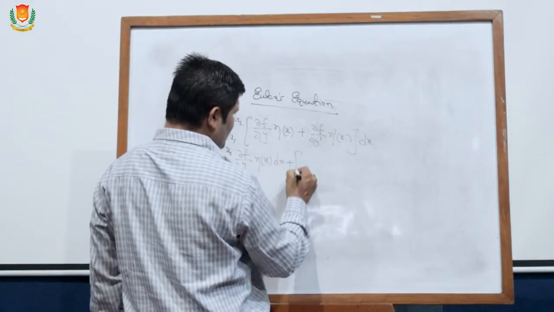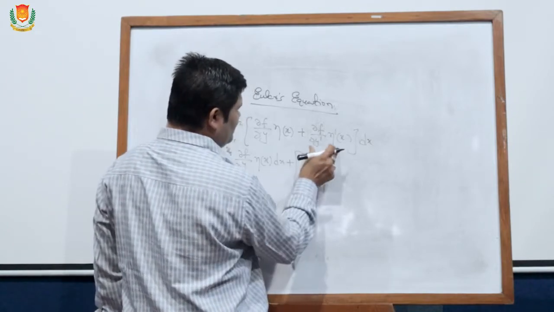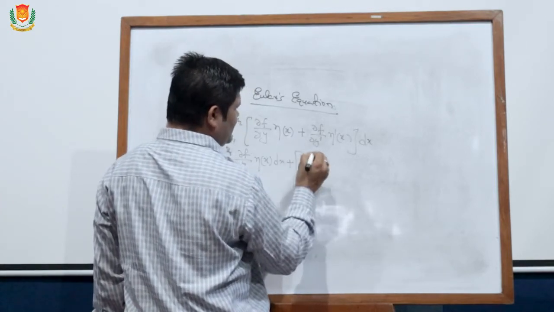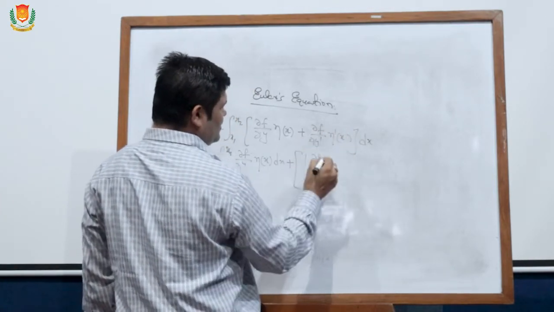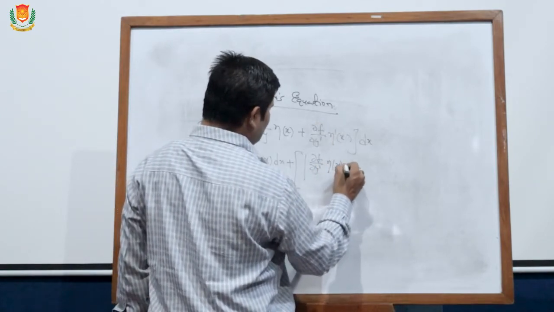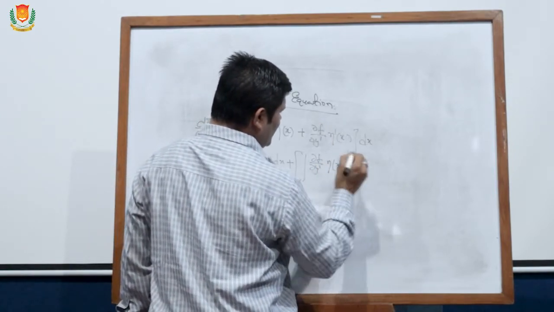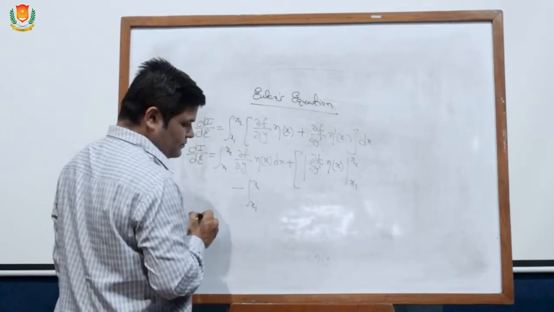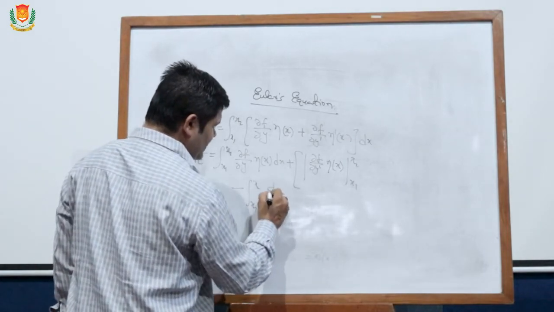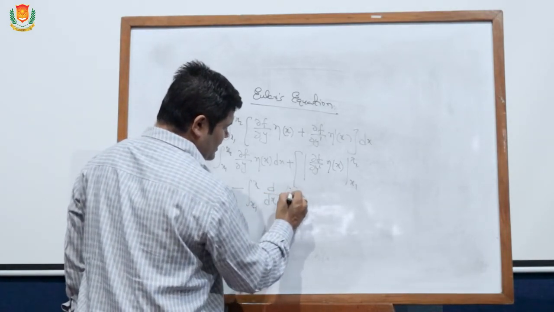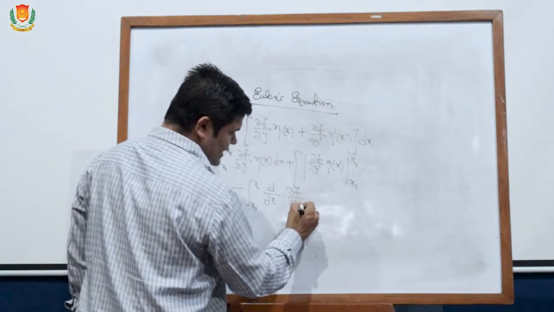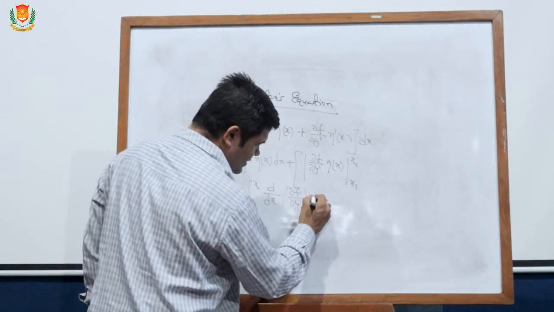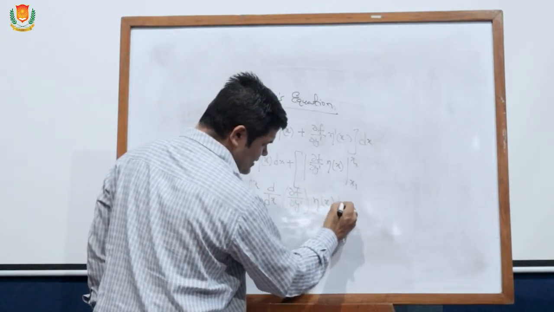Plus now we integrate it by parts. So del f upon del y dash as it is, and the integration cancels out this differentiation. So we only have eta x from the point x1 to x2, minus integration x1 to x2 d by dx of del f upon del y dash eta x dx.